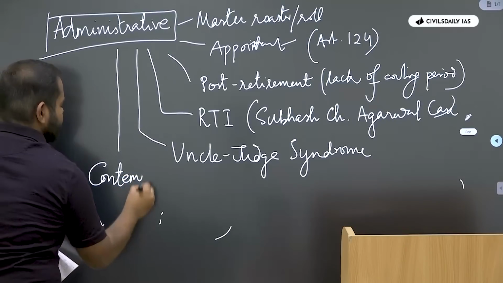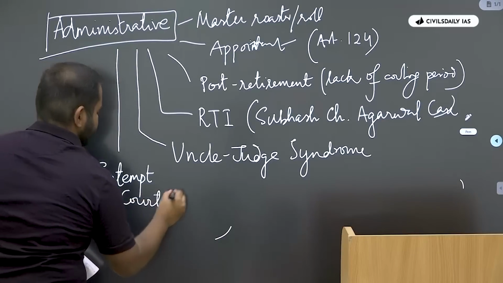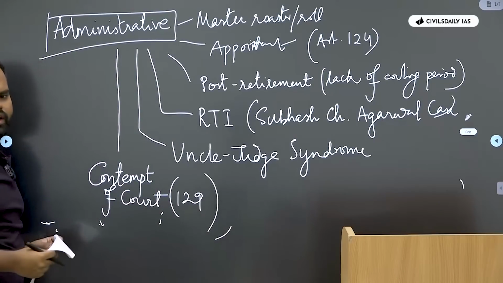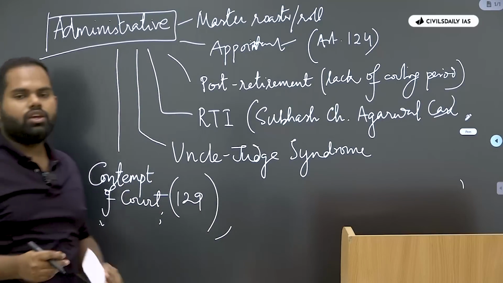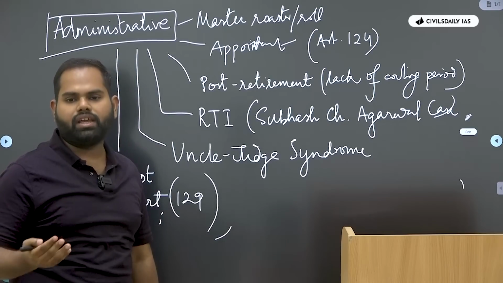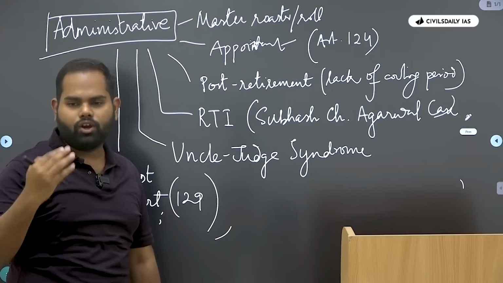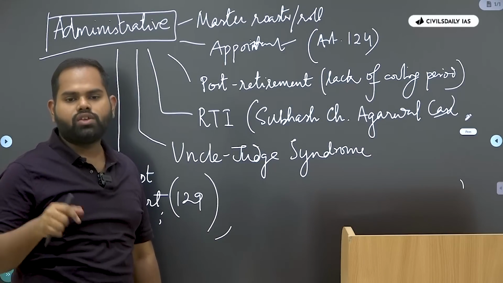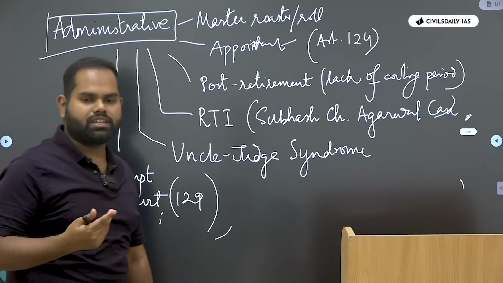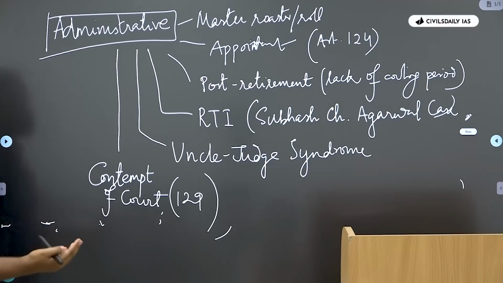We just discussed contempt of court. Which article? 129. Yes, 129, right? 129. So contempt of court is basically that the court can punish if they find that somebody is trying to criticize in a very extreme way. There is a lot of ambiguity, it's not defined as well. So that could harm the right to speech and expression as well. So that could also be one of the issues with the Indian judiciary.